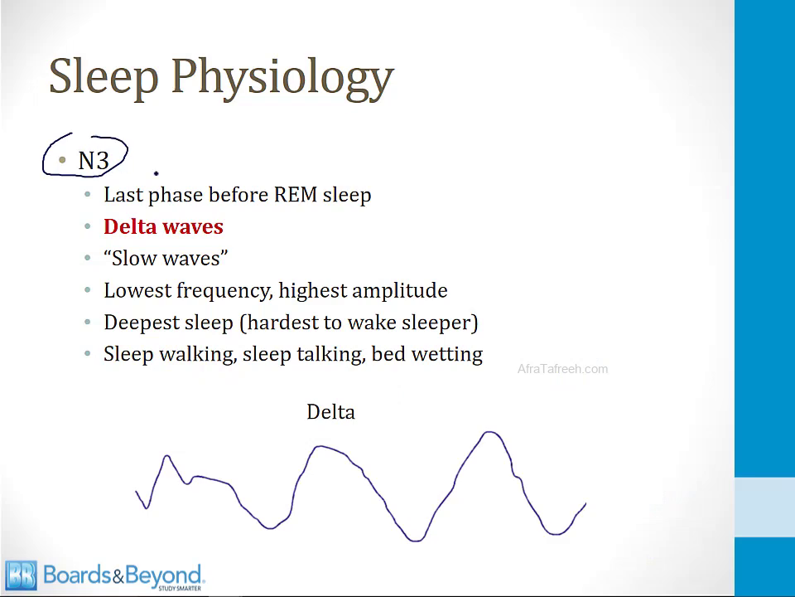The next stage of sleep is N3. This is the last phase before REM sleep. And the hallmark of N3 on the EEG is the presence of delta waves, which are also called slow waves. Of all the EEG waves seen in sleep, these waves have the lowest frequency and the highest amplitude. This is a picture of delta waves or slow waves at the bottom of the screen.